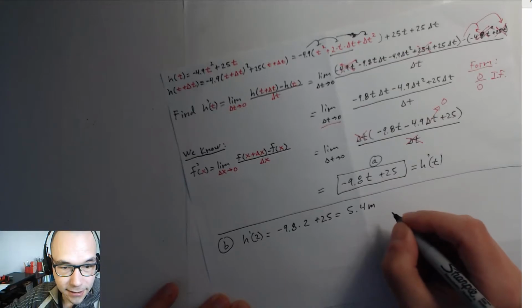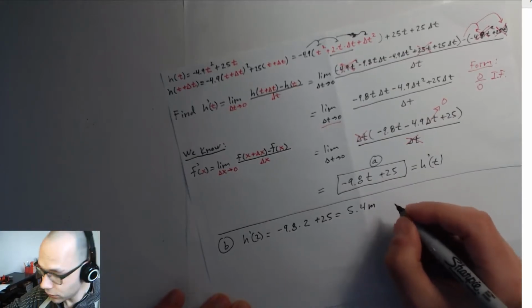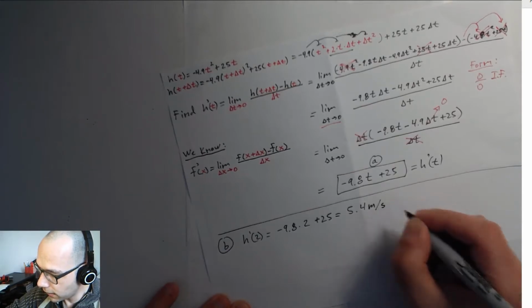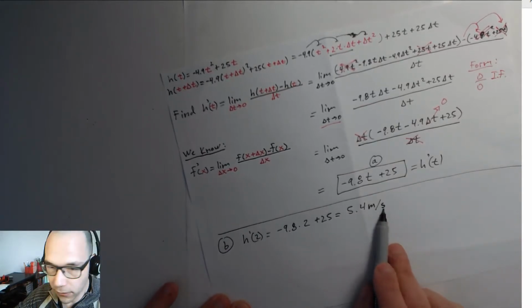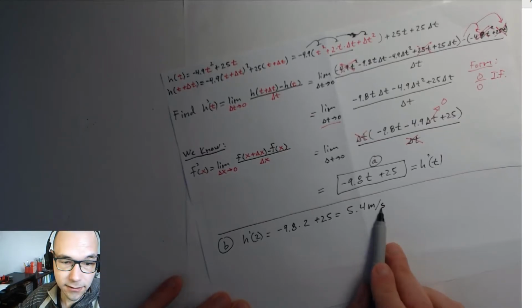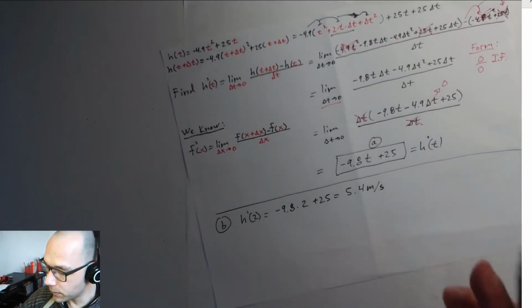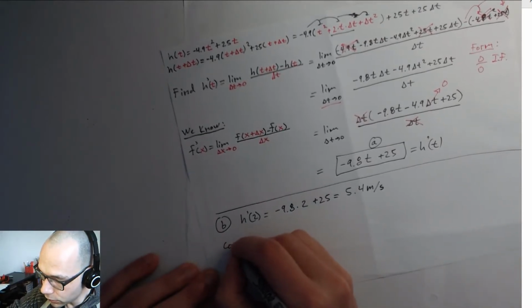And since it's a rate of change, it changes as a function of time. So it's meters over seconds because it's a rate of change. It must change over time. So it's meters per second.